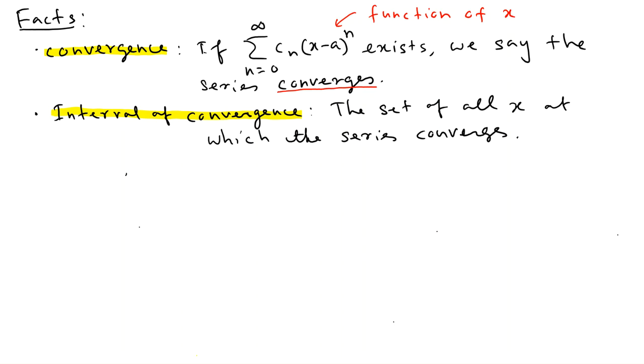Okay, so it's important: always an interval. We can discuss that later. And then what we call the radius of convergence.